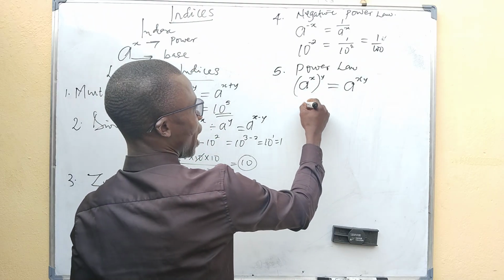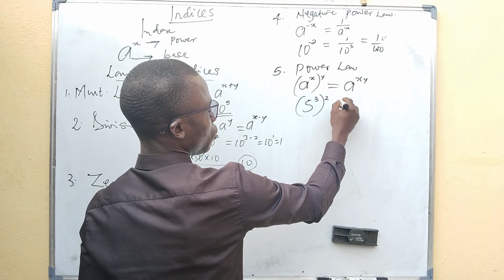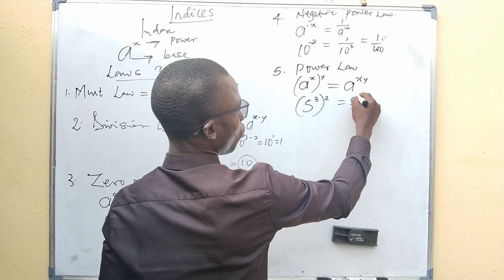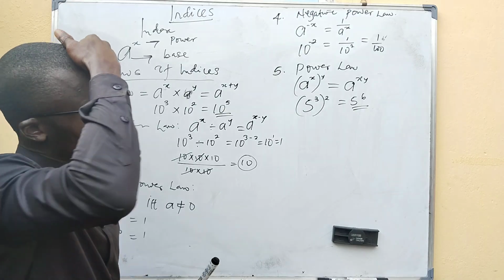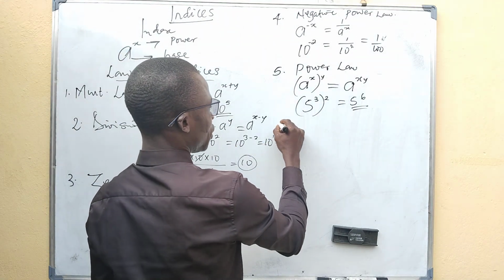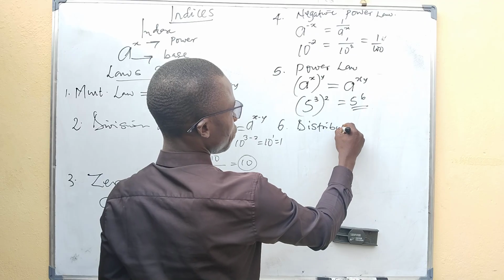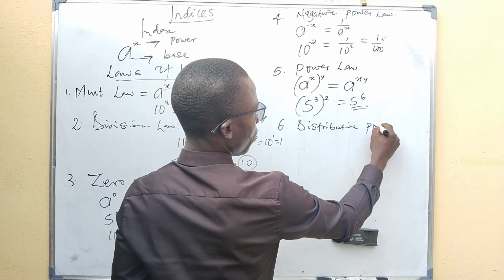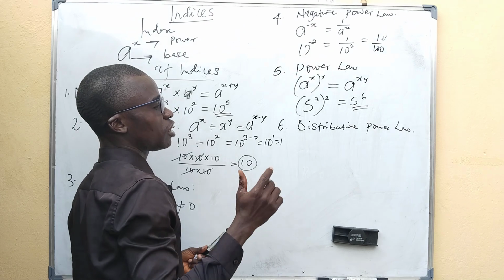Now, if I have 5 raised to power 3, and then in that we have power 2, it will be 5 raised to power 3 times 2, which is what? 6. Okay, so that is the power law. Now let's talk about number 6, the distributive power law. Now, how do we have the distributive power law?